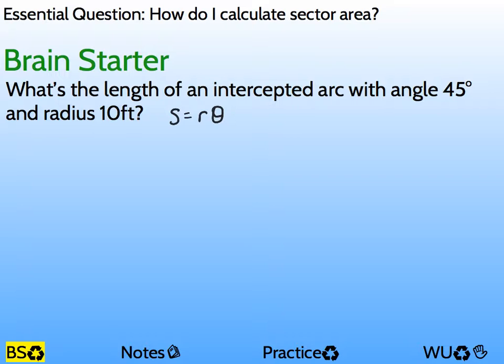To solve this, the first thing you need to do is convert 45 degrees to radians. So 45 times pi over 180, those will cancel out and get you 1/4, and 45 degrees is equal to pi over 4 radians. So let's start plugging things into this formula. The arc length equals the radius of 10 times pi over 4. So the arc length is equal to 10 pi over 4, which you can reduce to 5 pi over 2.